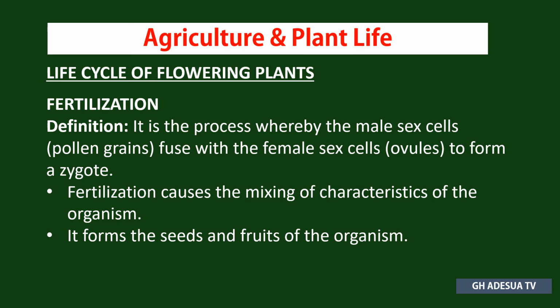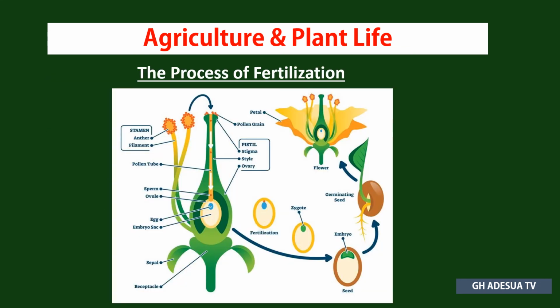Now, fertilization causes the mixing of characteristics of the organism. So the male has these characters, the female has those characters. When fertilization takes place, they share some characteristics, or it is mixed up. Then it forms the seeds and fruits of the organism. So fertilization leads to the formation of the seeds and the fruits of the organism.